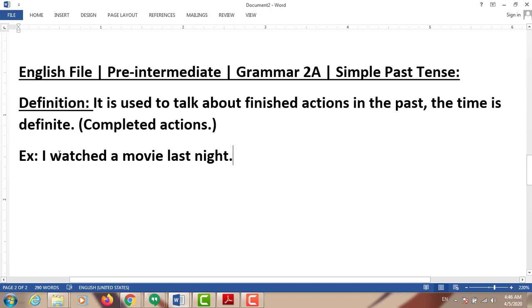So here let me say again, according to the definition, I have to explain the example. It is used to talk about finished actions in the past. The time is definite. First, I watched a movie last night. That means you completed watching a movie last night. Last night is the definite or specific time. That's it.